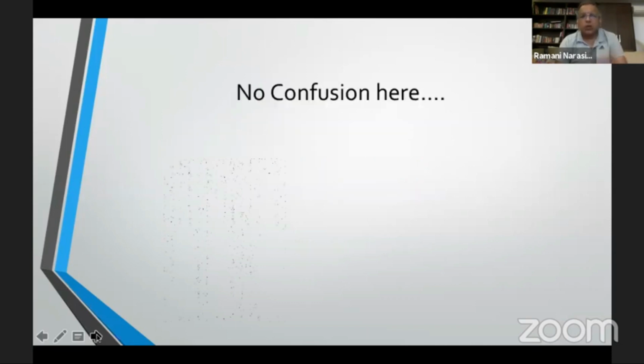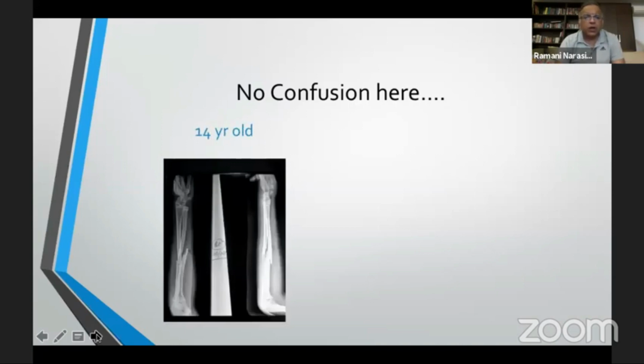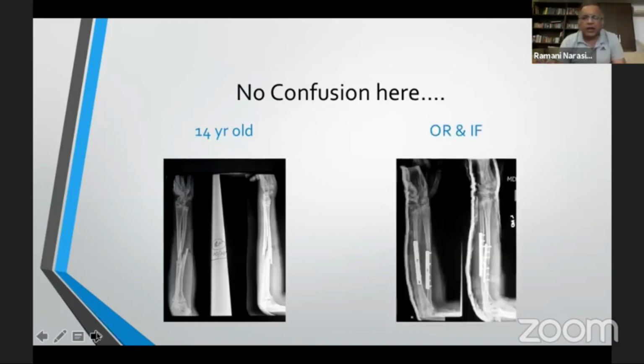There is no confusion here. Talking about a few cases, this is a 14-year-old boy who has a fractured forearm, and here most of us would agree that it probably requires internal fixation surgery.